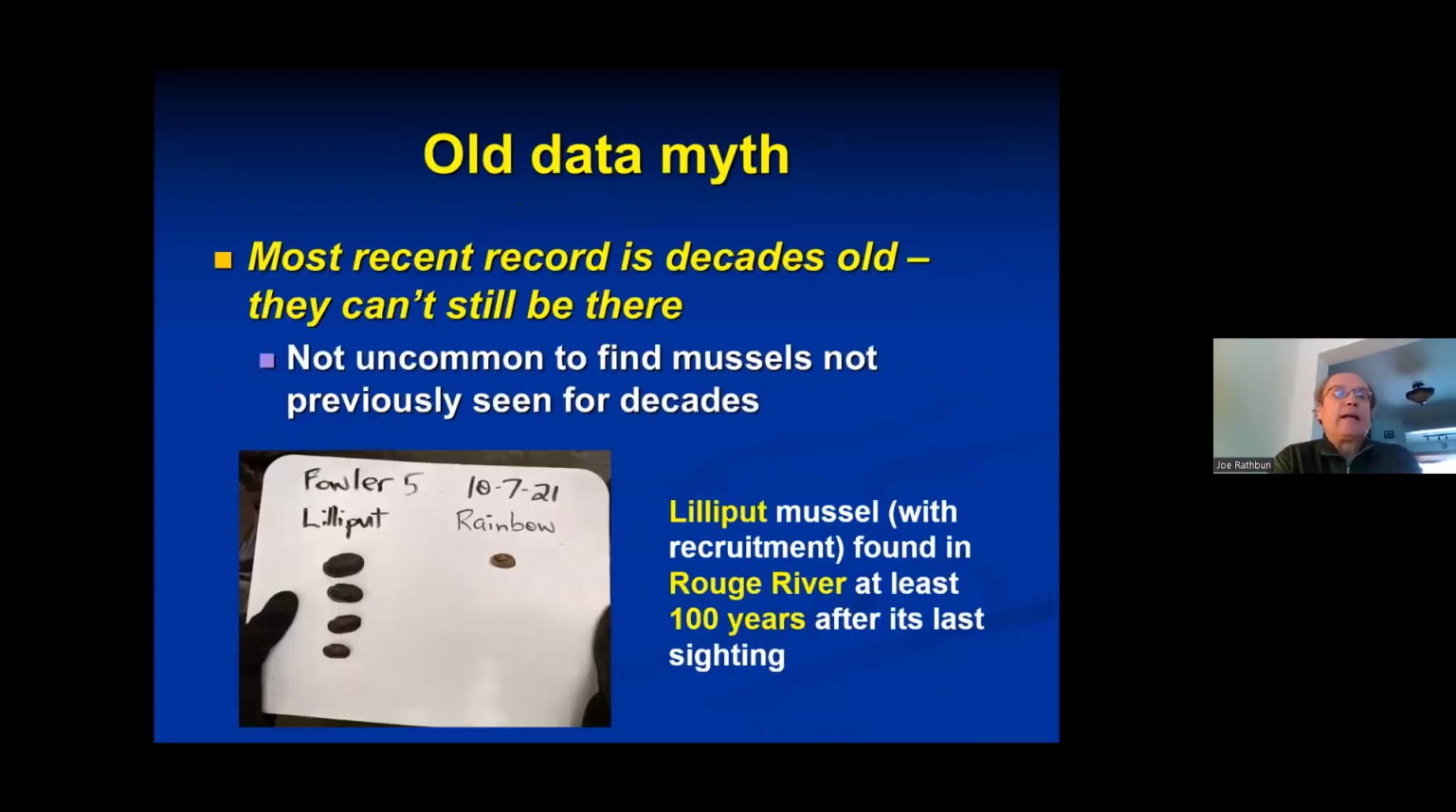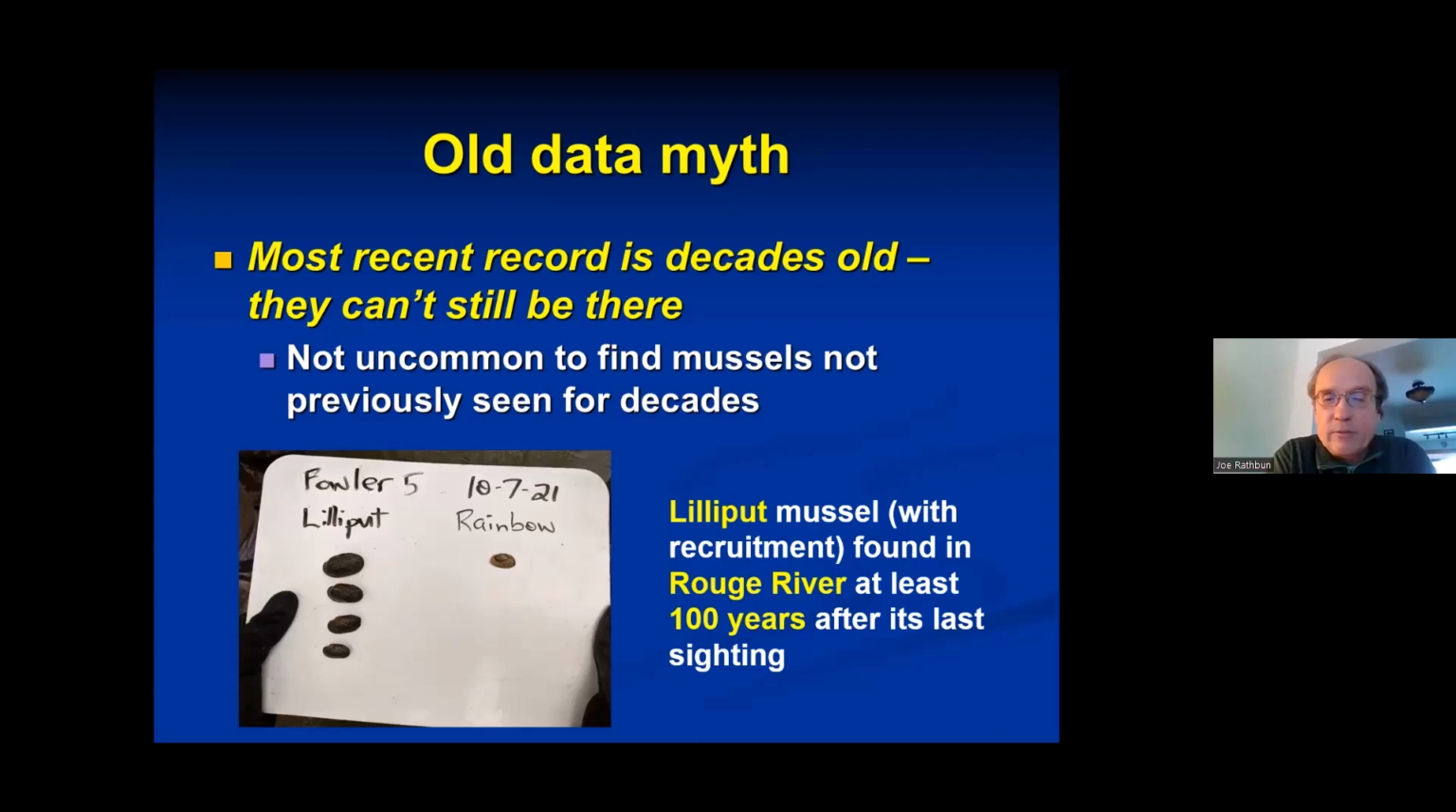We also had to overcome the myth of old data. We have data in mussel occurrence maintained by the University of Michigan dating back to the 1920s at least. And sometimes people will say, well, there's been no mussels recorded in my area, my construction site for decades, or the most recent ones were found decades earlier, so they can't still be there. Well, that's not true at all.